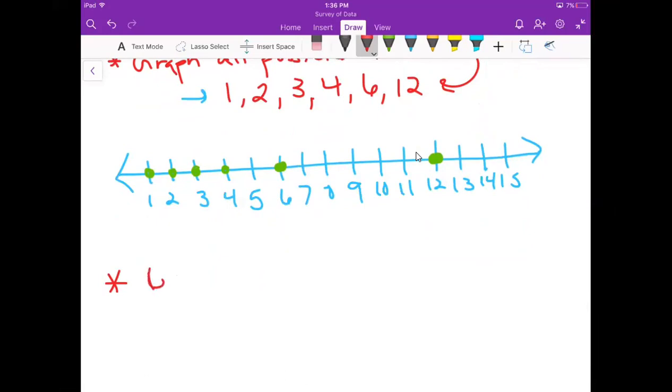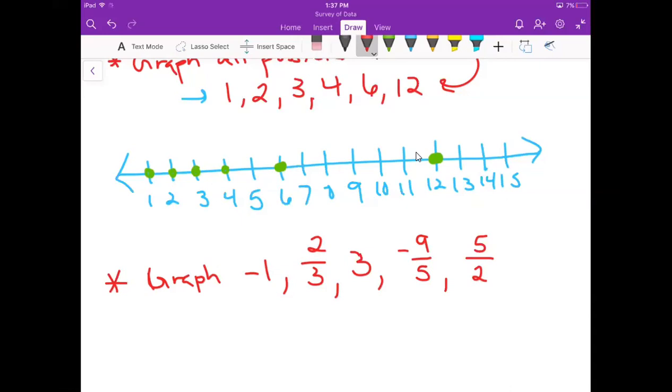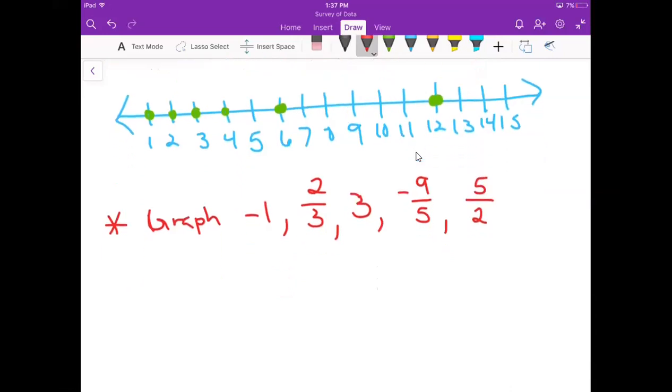So now I want you to graph these 5 numbers. -1, so we're also going to think about negative numbers here. 2/3, there's a fraction. Throw another whole number in there. -9/5, so a fraction and negative. And another fraction to plot, 5 halves. And we're getting a lot of different denominators of our fractions in there to see what's going on here.